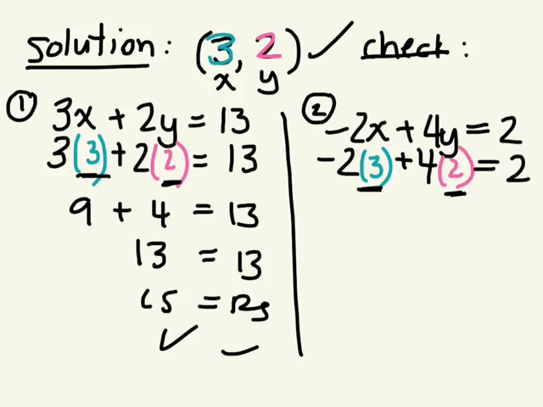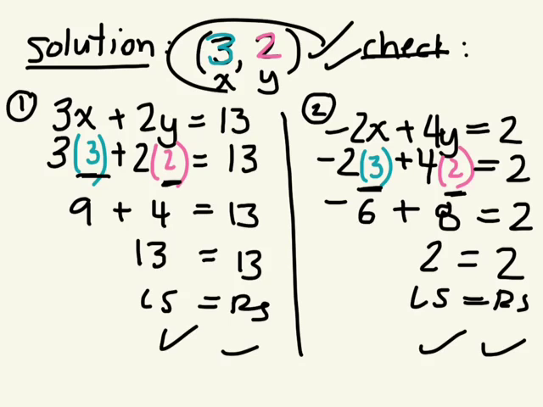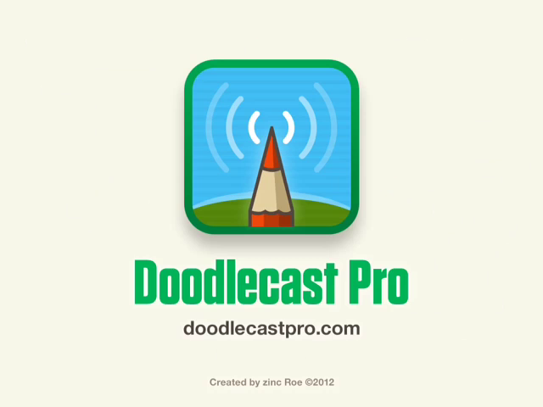And then we have negative 6 plus 8. Negative 6 plus 8 is 2. Left side equals right side. It's true for the second equation. So this is a solution.